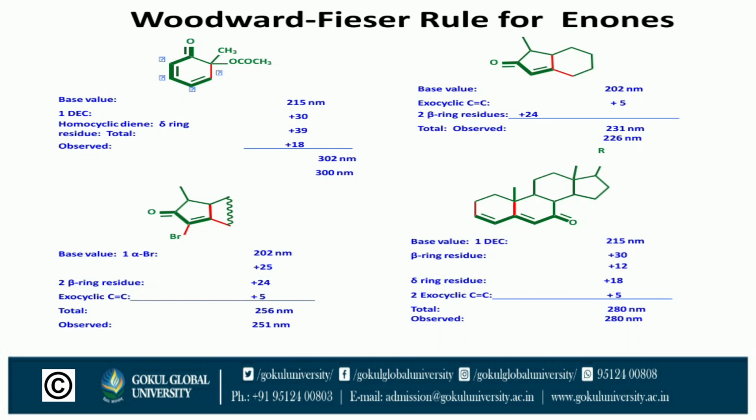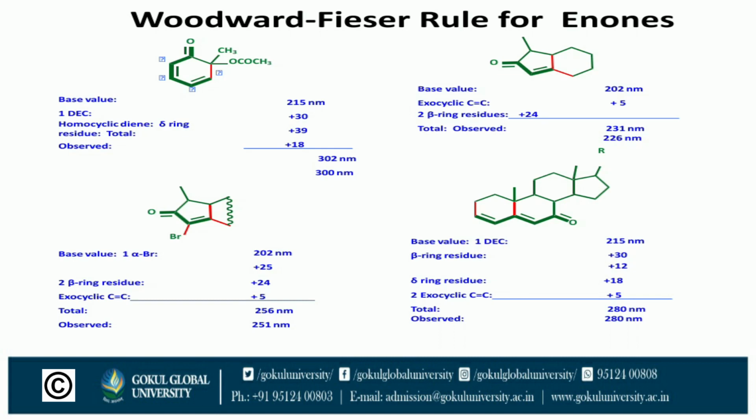Basic value, and alpha position bromine present here: 202 nanometer is the basic value, and the alpha position bromine value is plus 25. 2 beta ring residues present here, then the value is 2 times plus 12, which is plus 24. Exocyclic C=C present also here, then the value is plus 5. Then the total value is 256 nanometer, observed value is 251 nanometer.